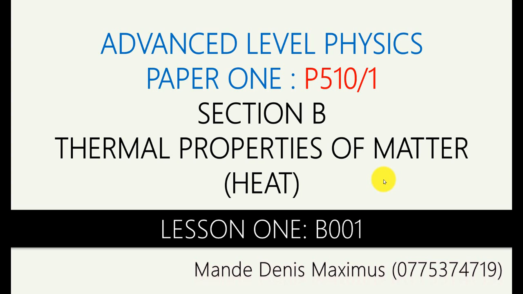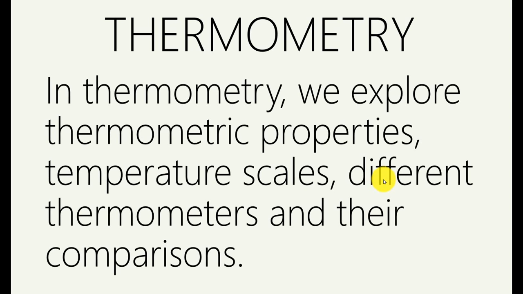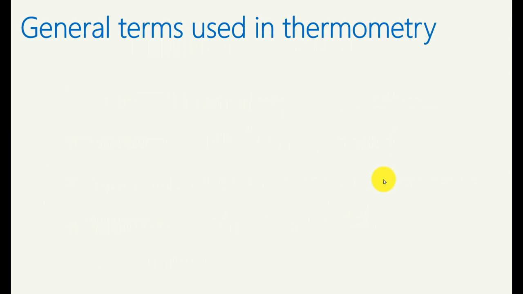Now, in this topic of heat, we start with the subtopics. This branch here, we look at different subtopics. So we have thermometry, introducing the thermometric properties of matter, and the thermal properties, not thermometric, but thermal properties of matter. Under thermometry, we explore thermometric properties, temperature scales, and different thermometers and their comparisons. So the general terms that we use in thermometry, like you've heard them before, even from primary and O level.